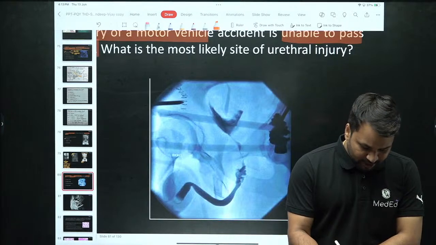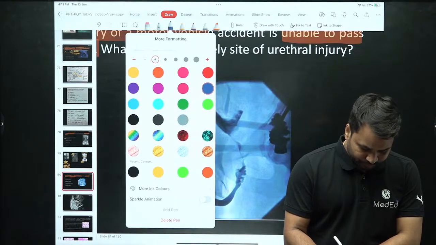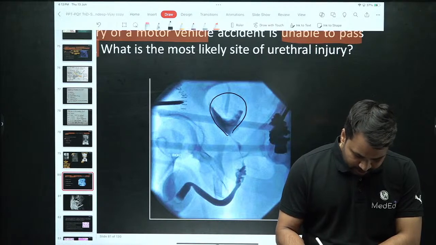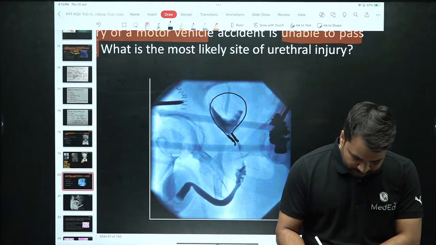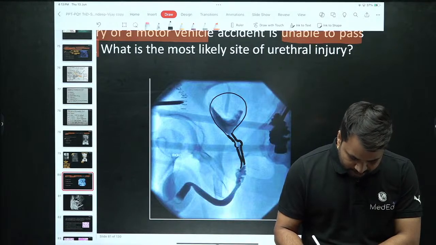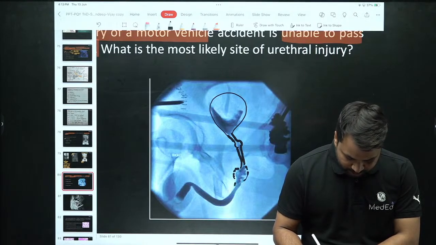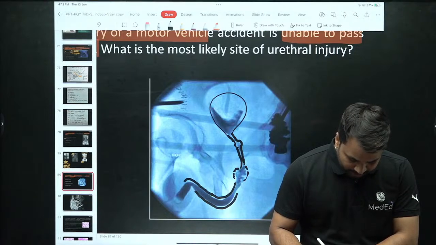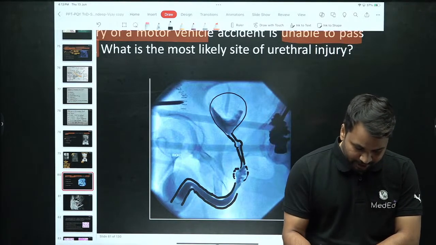If I reconstruct the urethra for you, let's reconstruct the urethra. This happens to be the bladder. This is the prostatic urethra. This dilatation is the verum montanum. This is your membranous urethra. This is the injury that has occurred in the membranous urethra. This happens to be your bulbar urethra, and this is going to be your penile urethra.